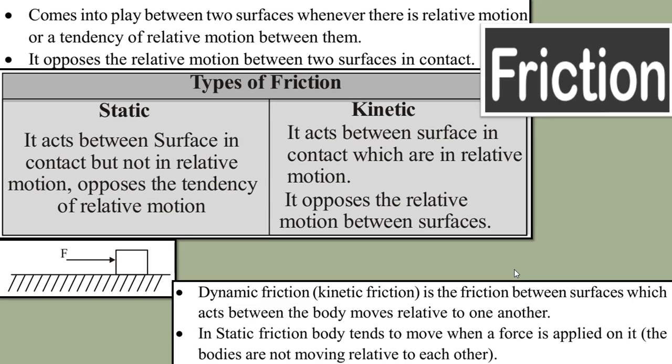So dynamic friction is kinetic friction. It is the friction between surfaces which acts between bodies that move relative to each other. And static friction acts when a body tends to move when force is applied on it. The bodies are not moving relative to each other.